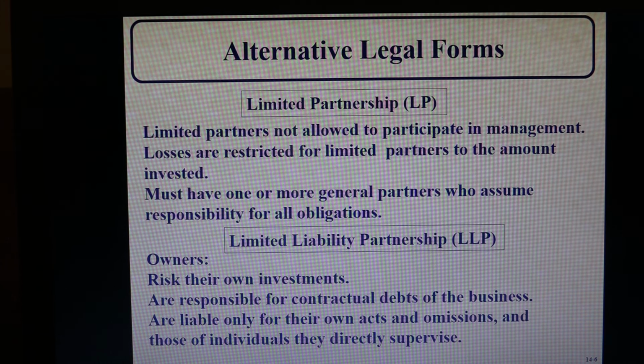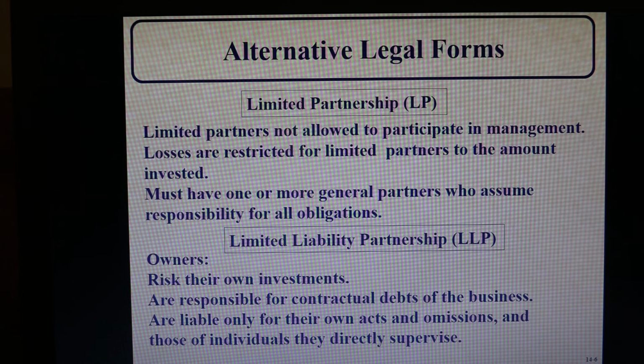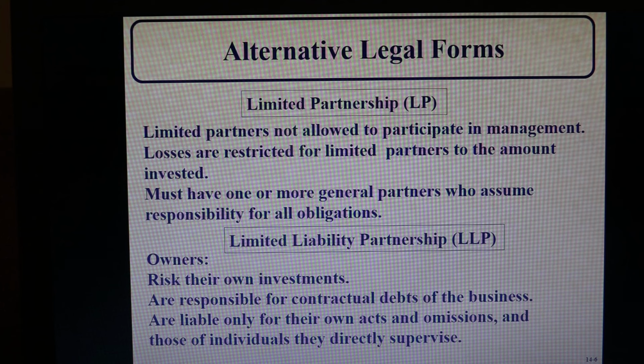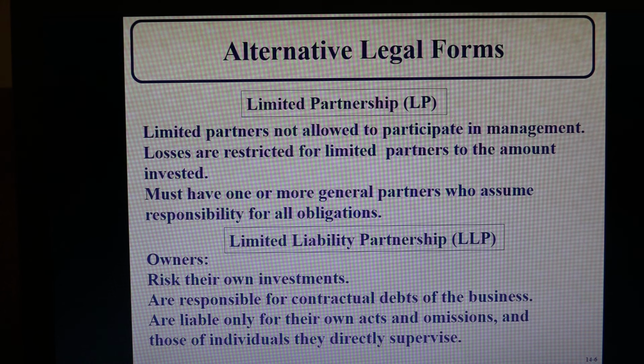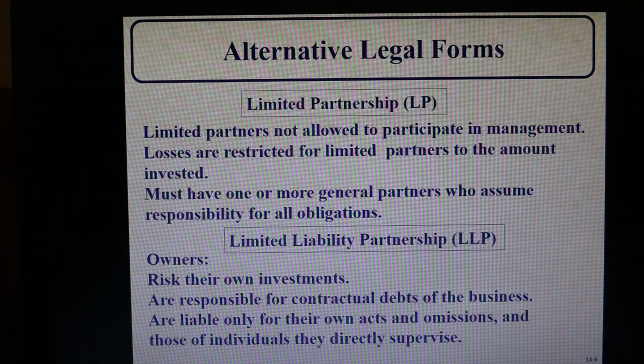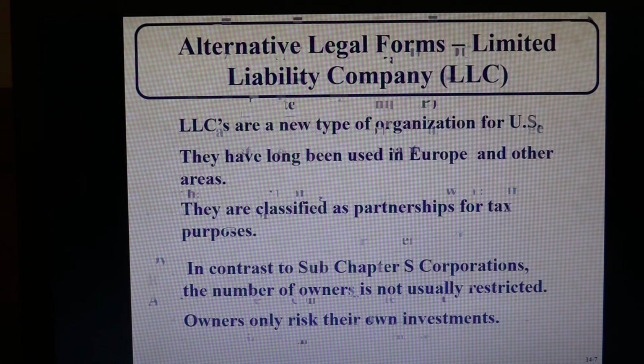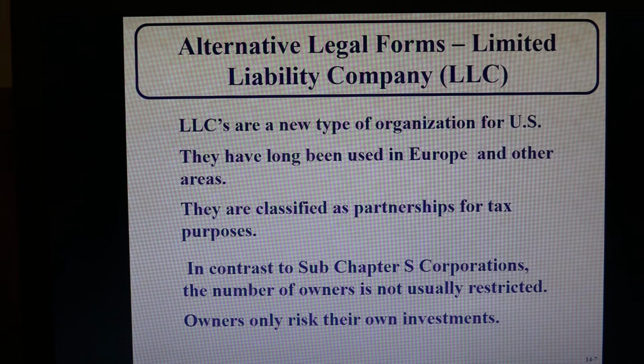But let's say they have multiple offices, such as in a large accounting firm. In that case, someone on the West Coast is not going to be responsible for a negligent decision made by someone on the East Coast, for example, if they're both partners.